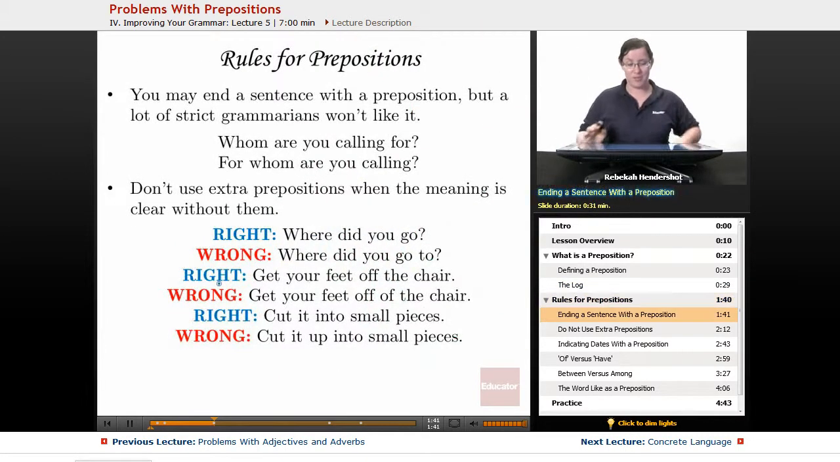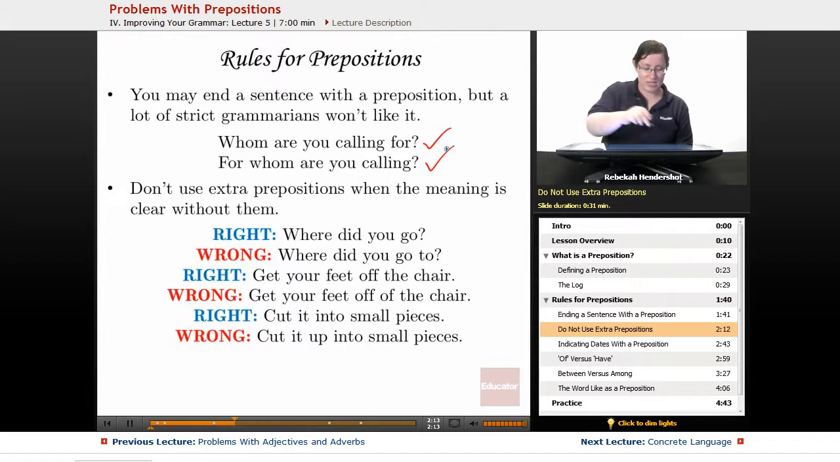So, now that we're all thoroughly tired of logs, how do we solve all the problems that we have with prepositions? Well, let's look. Because you are in advanced grammar, I'm going to trust you with something. You may now end a sentence with a preposition. But a lot of strict grammarians, including me, won't like it. So, you can now say, whom are you calling for? Yes, you have to say whom, that's not an option. Or you may say, for whom are you calling? I will let you use a preposition at the end of a sentence now. However, you had better use it responsibly, or I will find you.